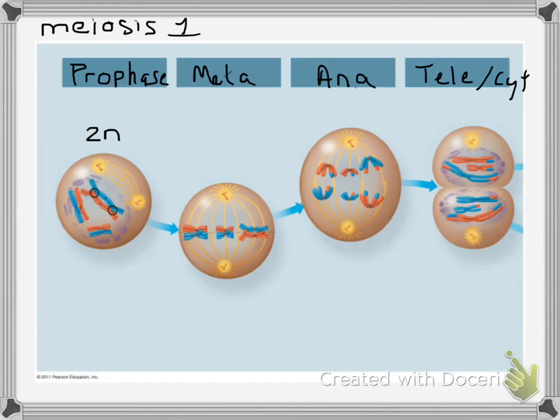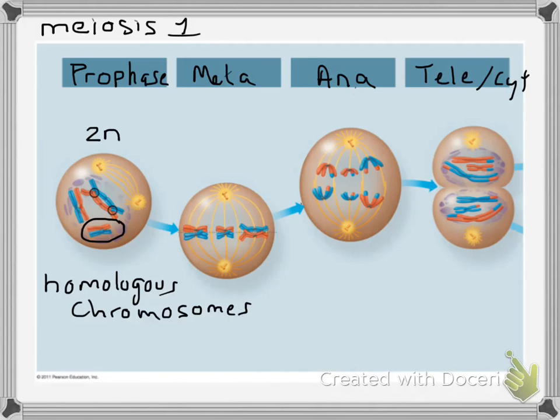Now, there's a few things we want to look at. Number one is that we have homologous chromosome pairs, so we have homologs. In meiosis 1, our goal is to separate the homologous chromosomes from each other. So we've got homologous chromosomes, and that's what each of these pairs is.